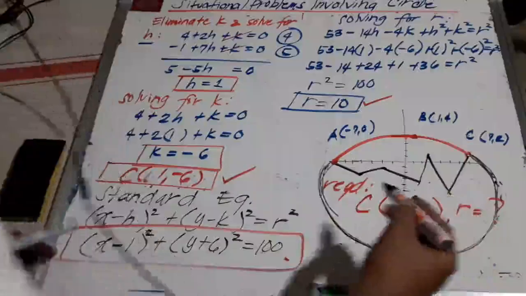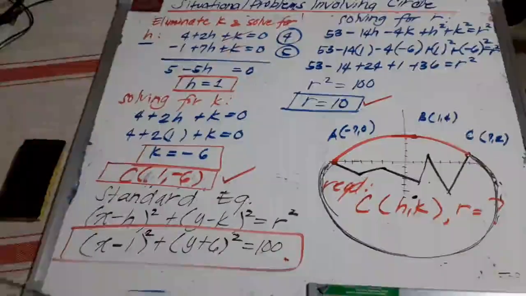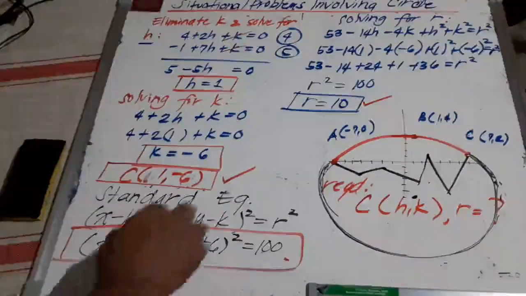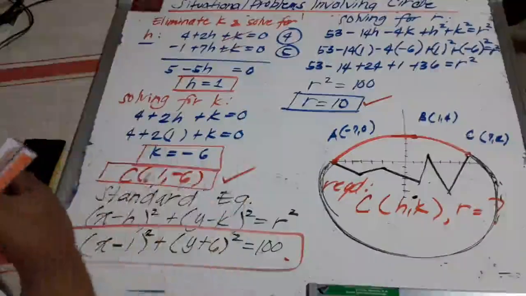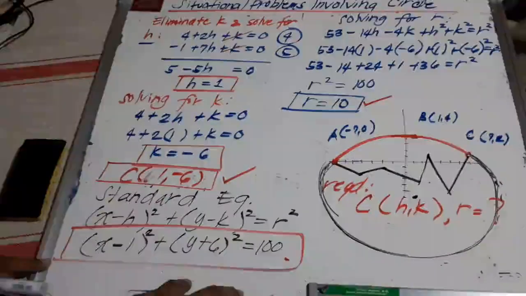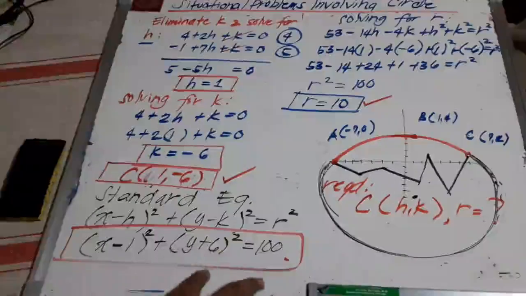Yan yung plate na na-dug up sa archaeological site. Okay. Ang center niya ay 1, negative 6. The length of the radius is 10. So the diameter of the plate will be 20 units. And then the standard equation will be (x minus 1) squared plus (y plus 6) squared equals 100.